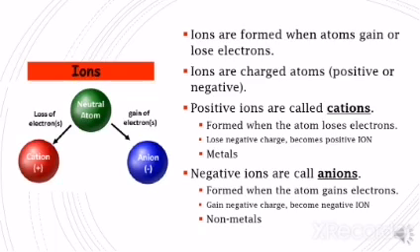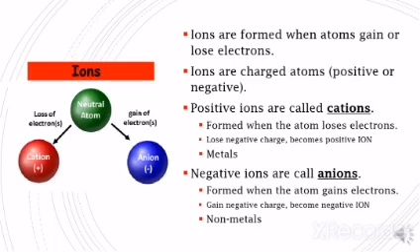Ions are charged atoms. They are either positive or negative. Positive ions are called cations, formed when the atom loses electrons. It loses negative charge, so it becomes a positive ion. So that's why we call it positive, although it loses electrons.